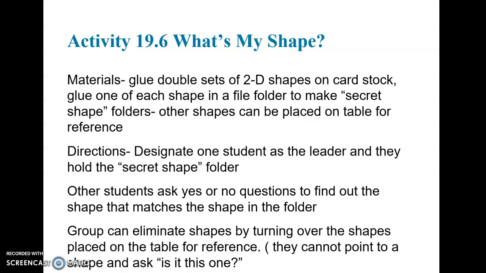The other students are to identify the shape in the folder by asking the leader yes or no questions. The group eliminates shapes as they get answers about the properties that narrow the choices from many shapes down to one shape. Students cannot point to a piece and ask, is it this shape? Instead, they ask, does it have all straight sides? Is it concave? And so on.